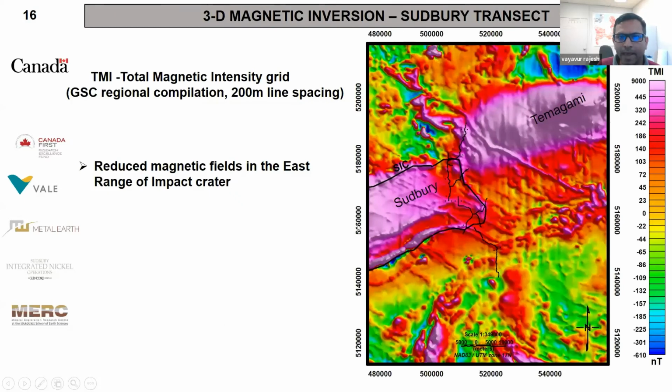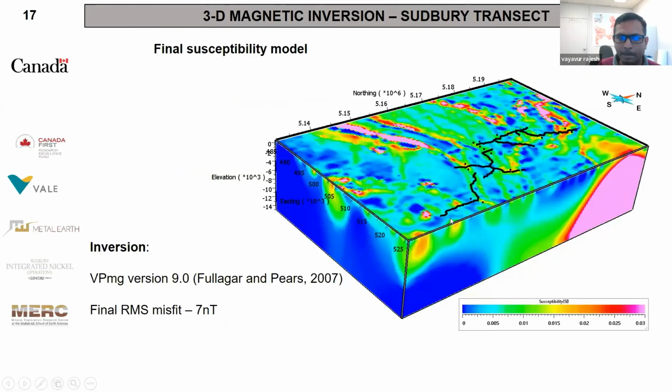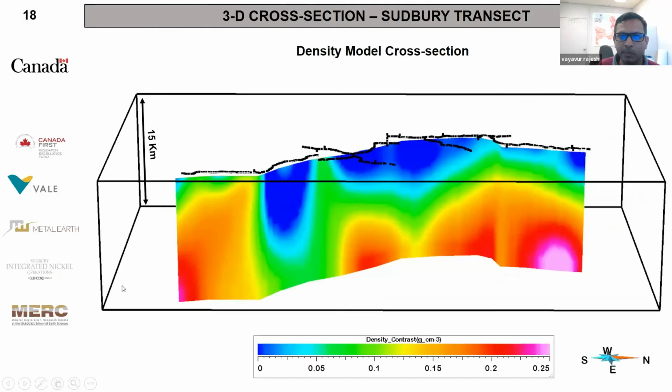This is the total magnetic intensity grid we used from the OGS database. Again, you can see the reduction in the magnetic field in the eastern part of the Sudbury Basin. We will investigate all these things in our presentation. This is the final susceptibility model after inverting the magnetic data set. Again, we are using the BPMG algorithm for that.